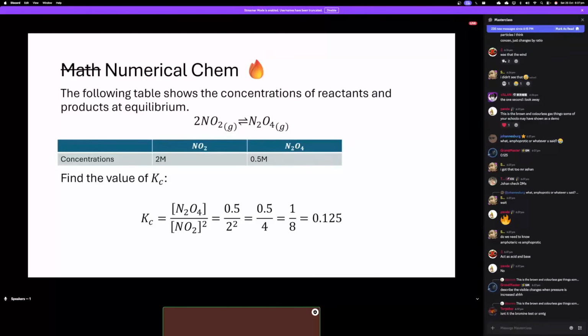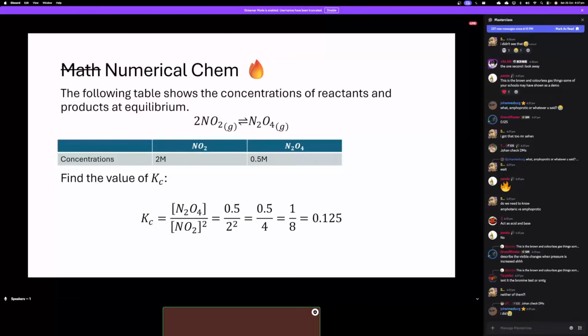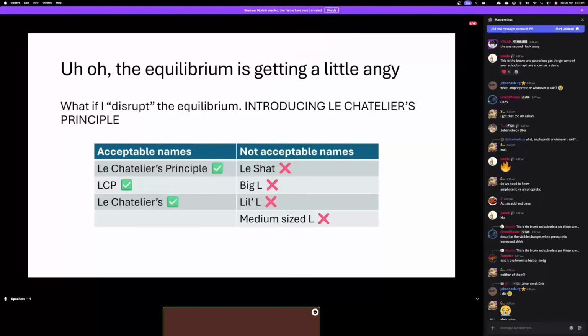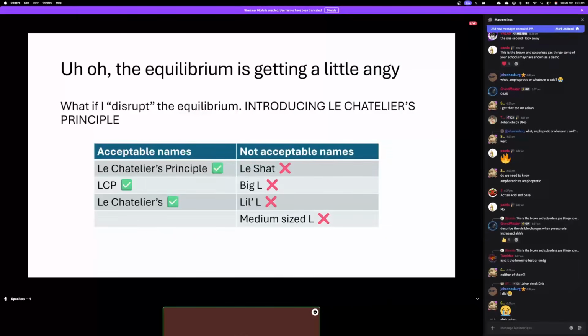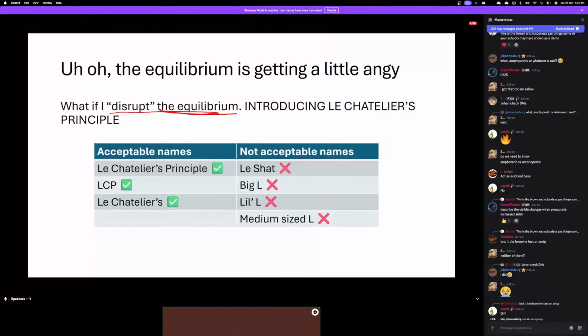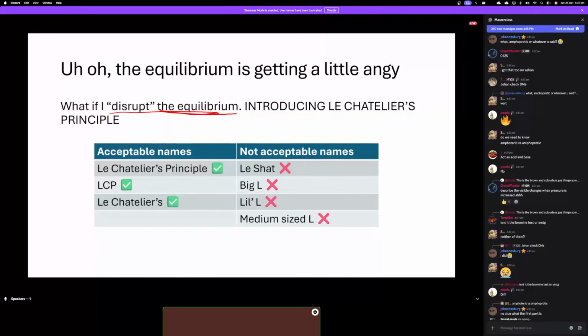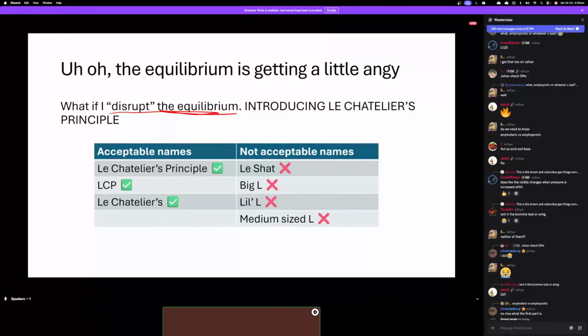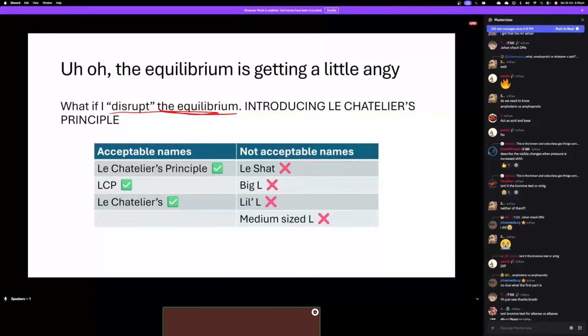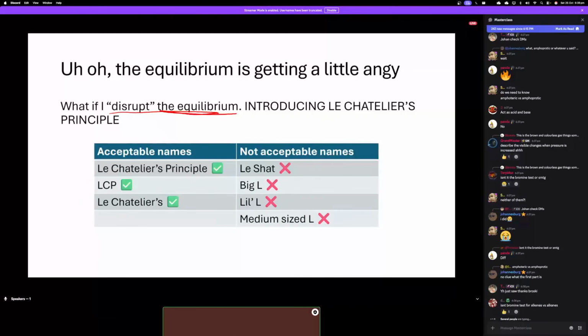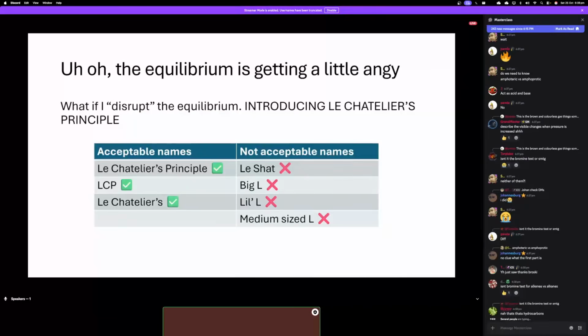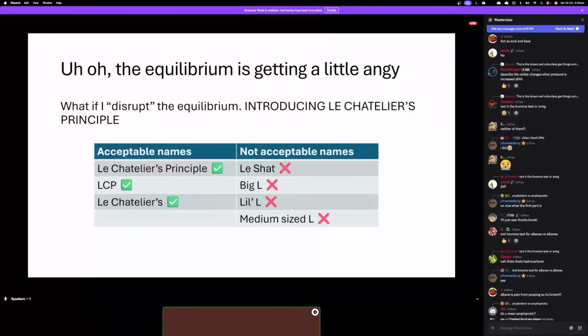So, going on to Le Chatelier's principle. Maybe you've heard of it. Le Chatelier's principle is all about what if I have something at equilibrium and I change it. I add some chemical, or I change the pressure, or I do something, right? And what happens? You can call it Le Chatelier's, LCP, just like that. All of those are the same.